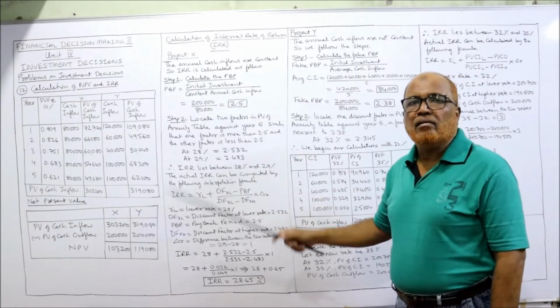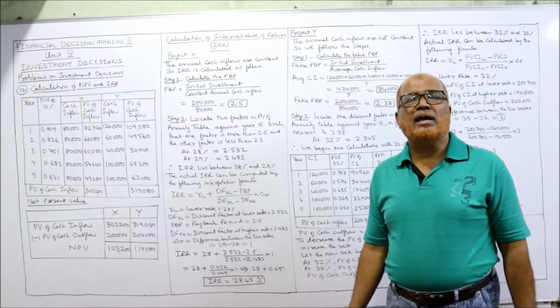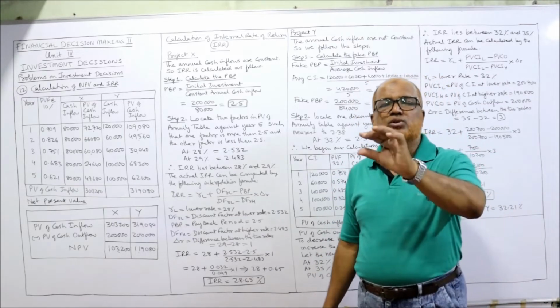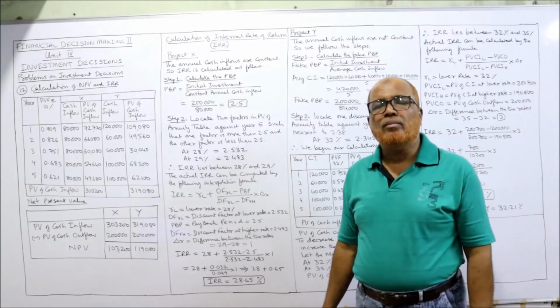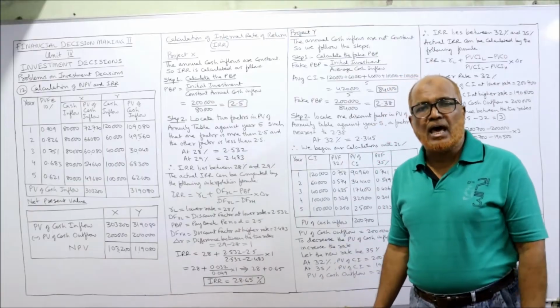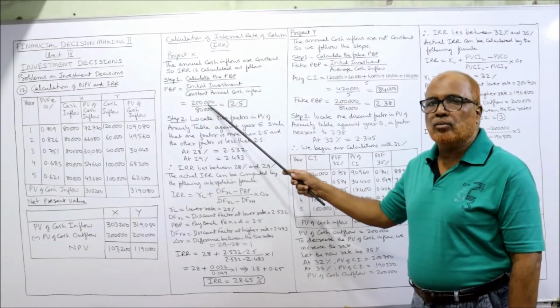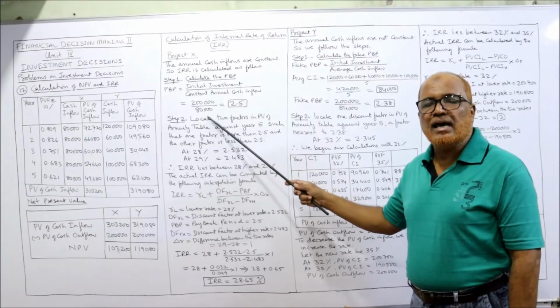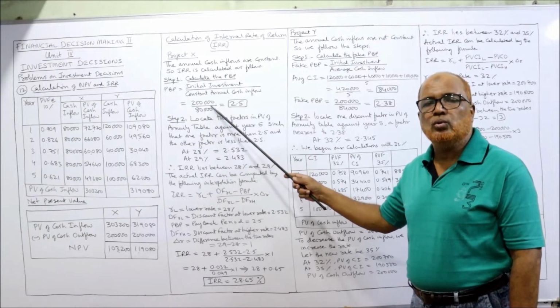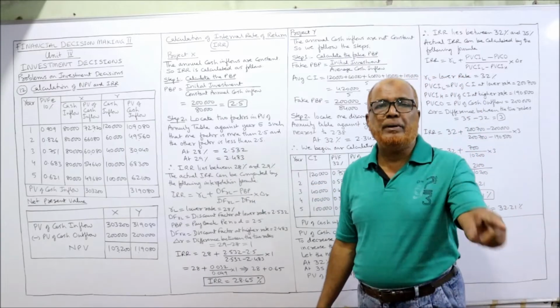Step 1, calculate the PBP. In the previous videos, I have given the formula for calculating the PBP when annual cash inflows are constant. The formula is initial investment divided by constant annual cash inflow. The initial investment is 2 lakh rupees and the constant annual cash inflow is 80,000. So 2 lakh by 80,000 is 2.5. This 2.5 is the PBP.